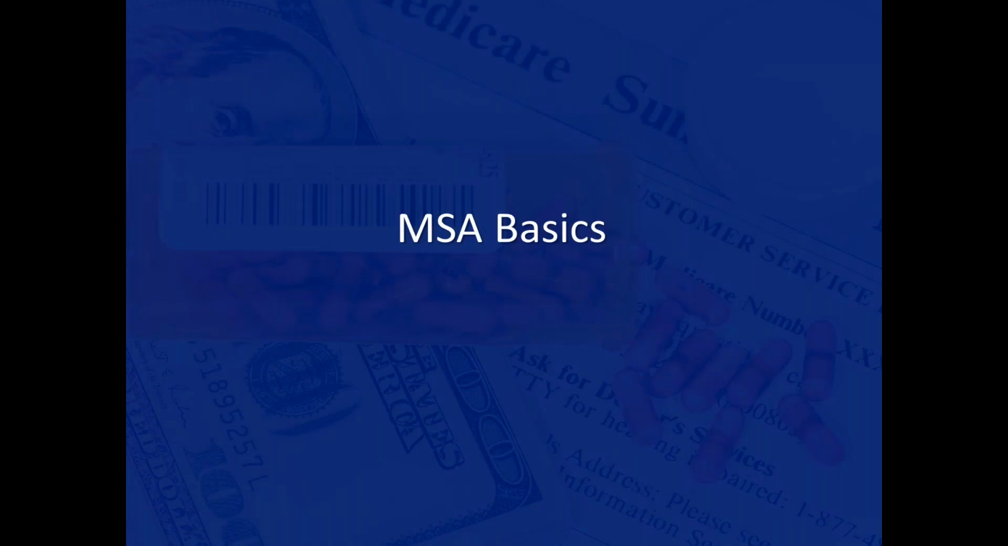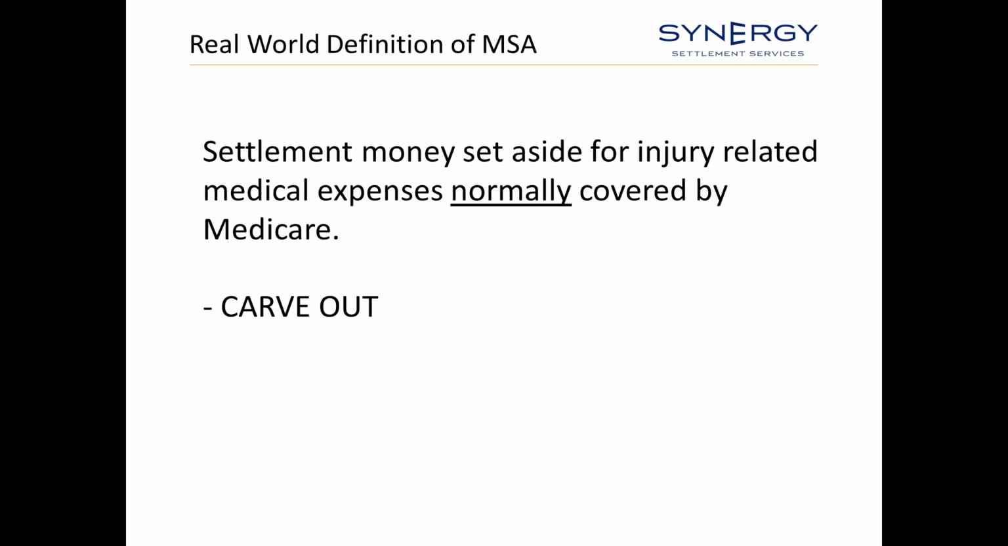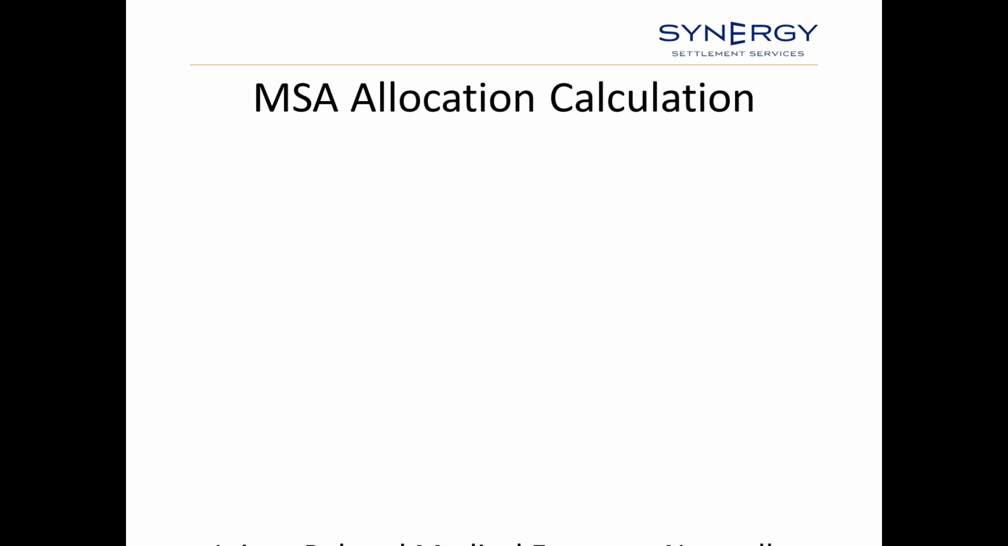So with that background, I want to talk a little bit about just the basics of MSAs so that you've got a good understanding of what it actually is. But really, it's pretty simple. Basically, it's a big deductible for the client. You're carving out an amount that would be equivalent to the amount of future Medicare covered services over that person's lifetime that's specifically related to the injuries suffered in the accident that is being settled.